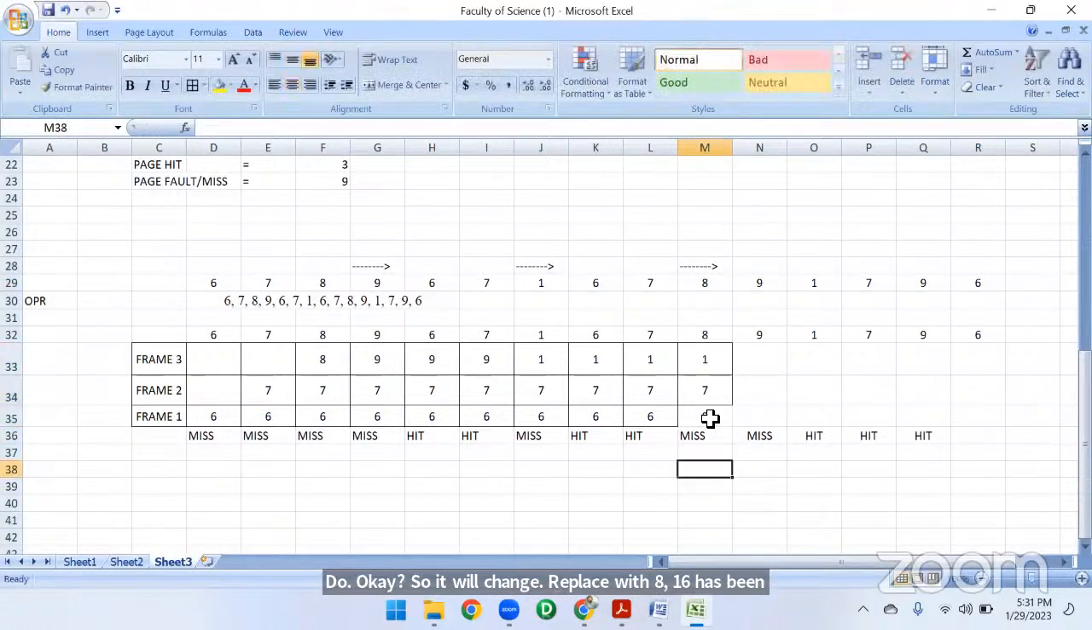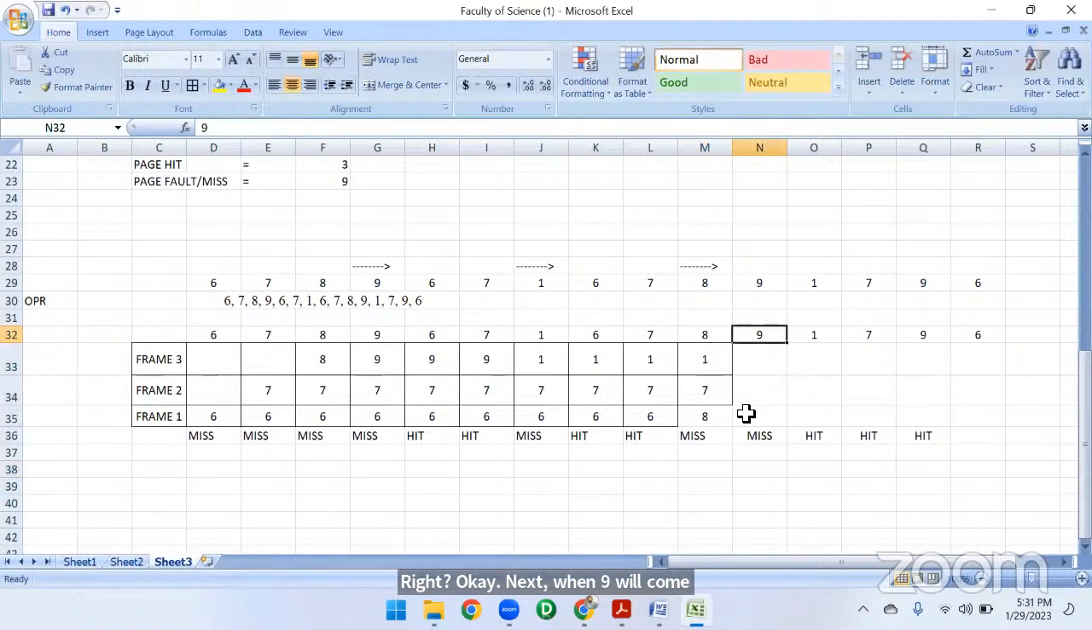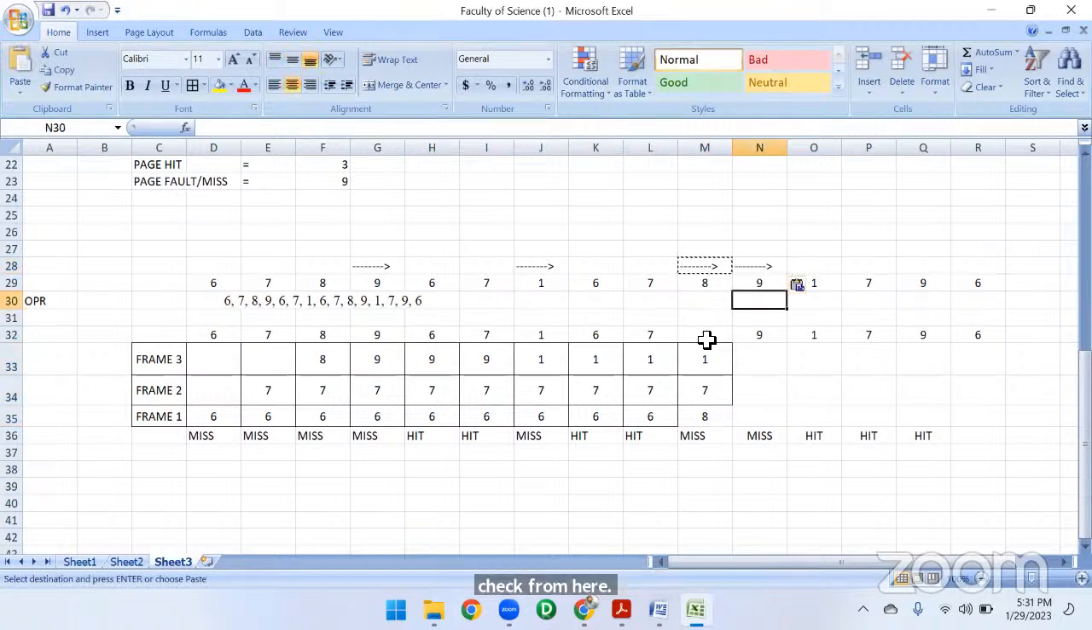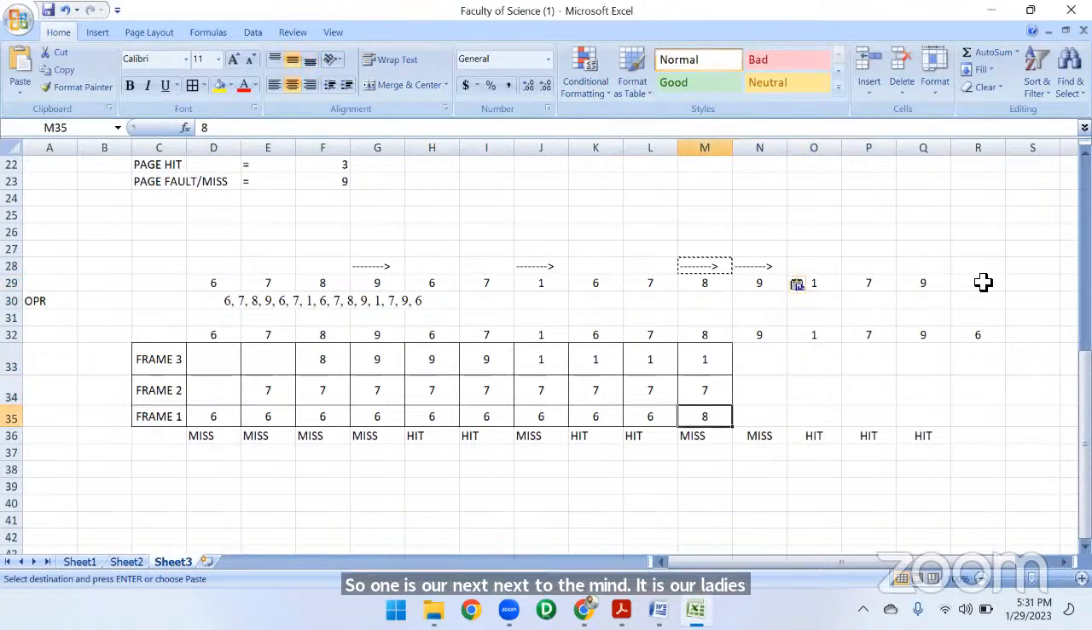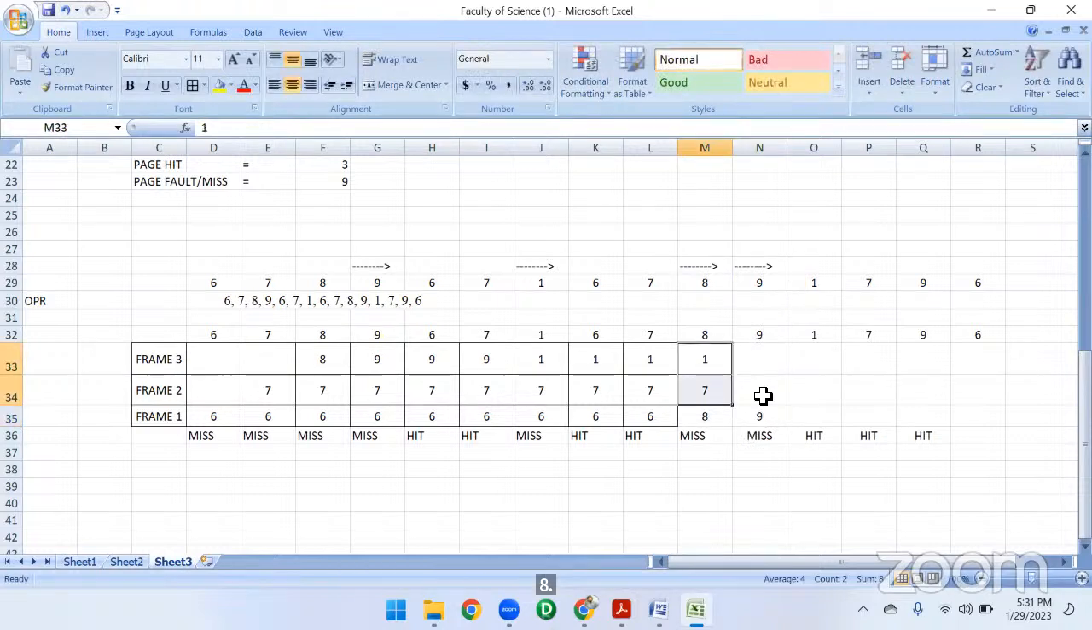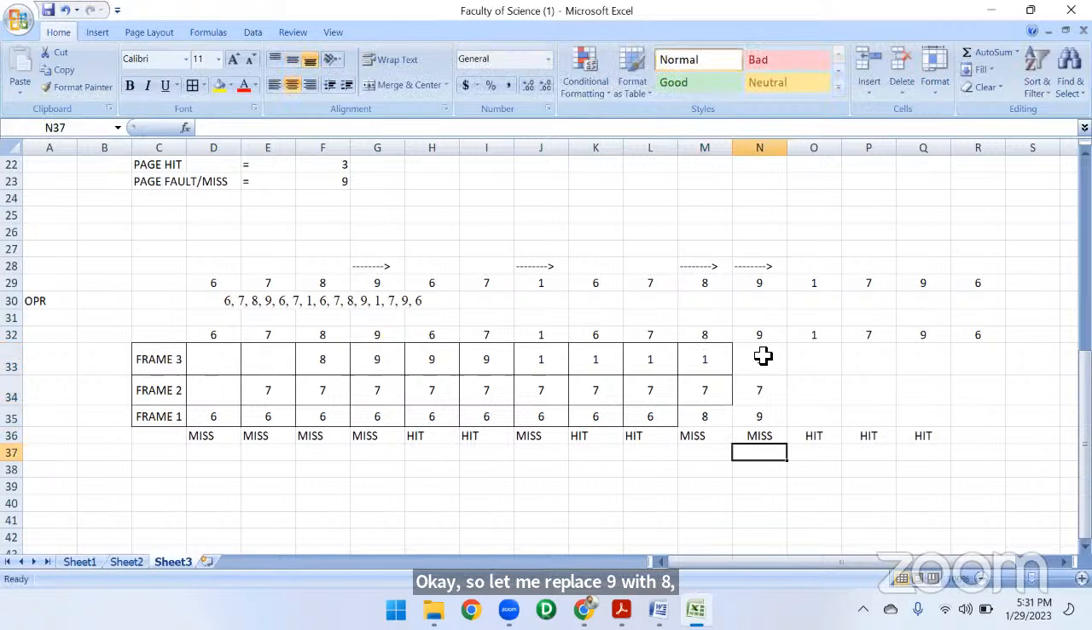Next, when 9 comes here, what happens? 9 checks here and is not available, so it again checks the future pages. 1 is available immediately after 9, 7 is available next, and 8 is not at all available, so there is no need of waiting for 8. So let me replace 8 with 9. It has happened like this.